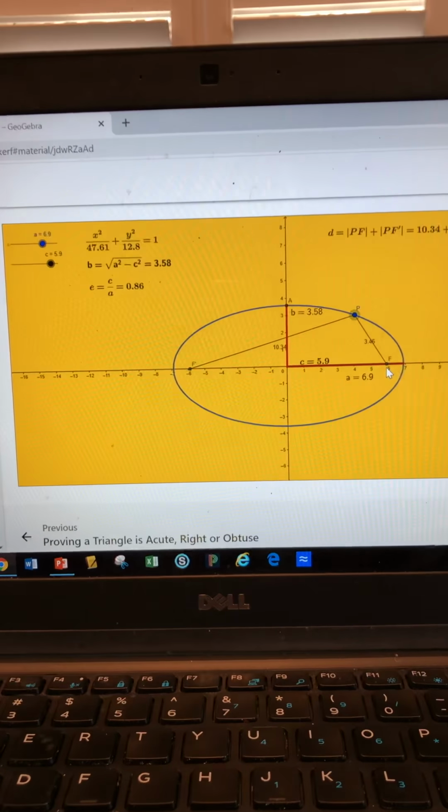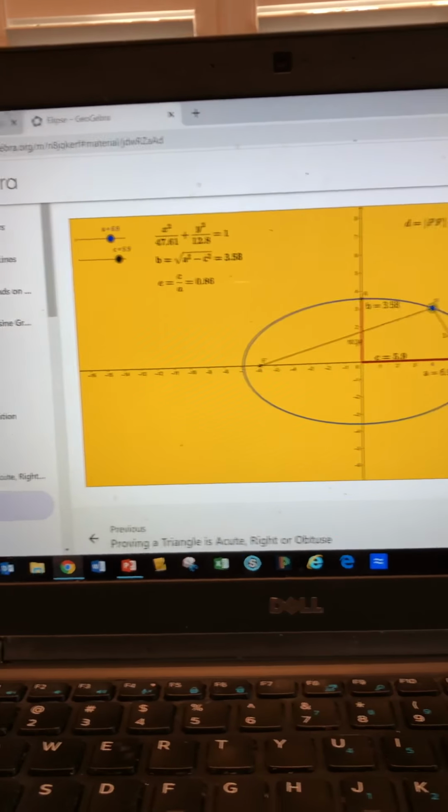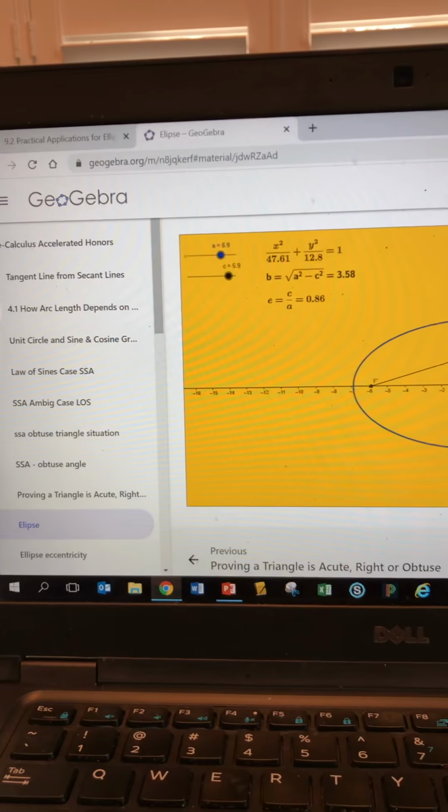So I hope that was helpful. Again, I encourage you when you're finished with this video to go into GeoGebra and play around with this particular diagram.